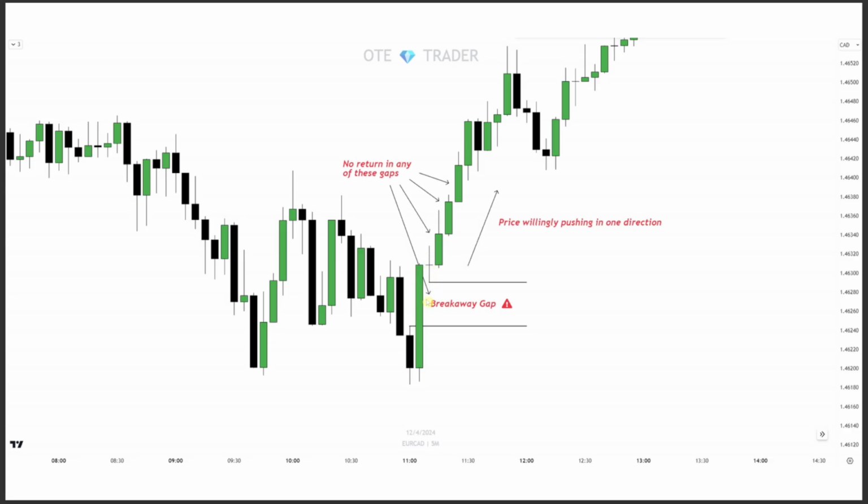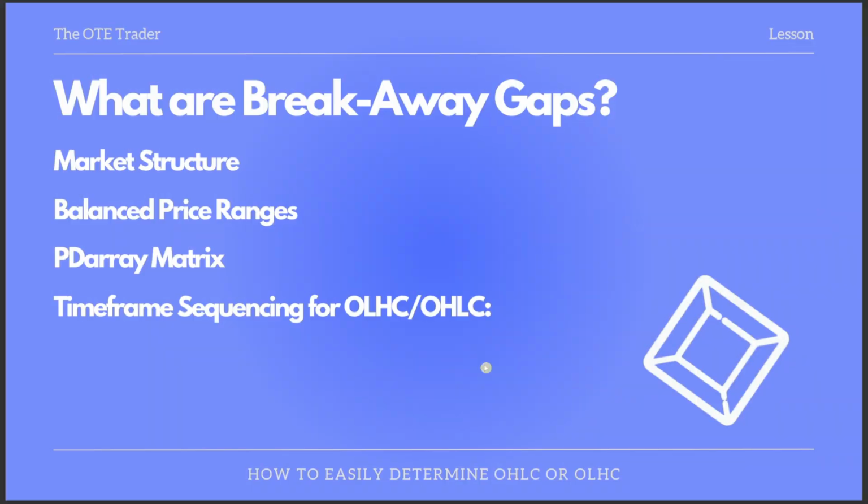So technically these are all breakaway gaps. There's no return in this little gap here, no return in this little gap here, and no return here. So they're all breakaway gaps over here. Now what are breakaway gaps? Again, those fair value gaps did not get retraced into, so there are open fair value gaps.